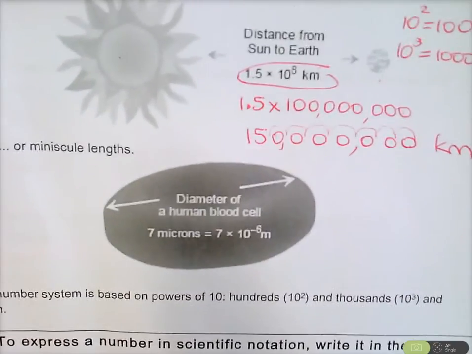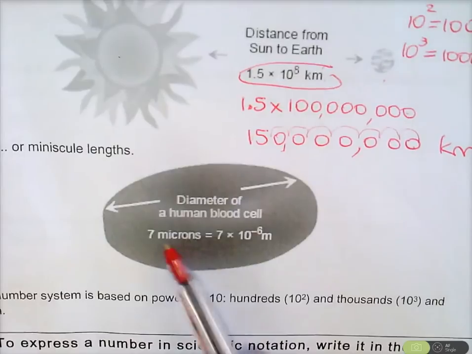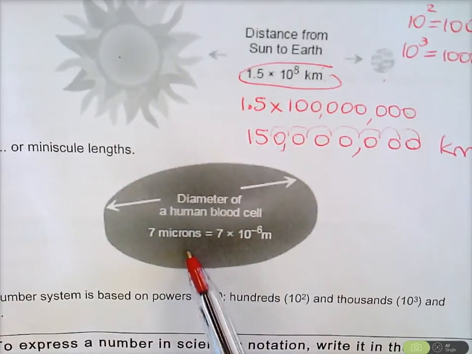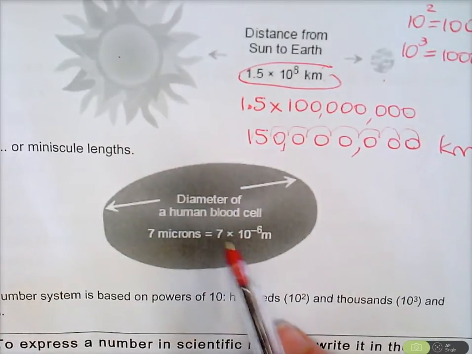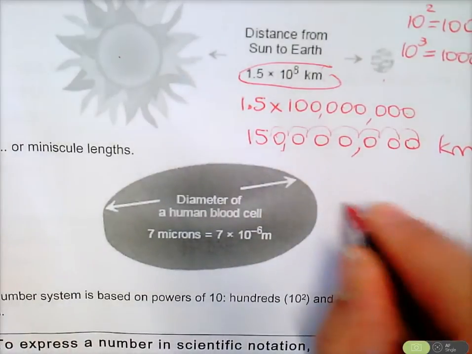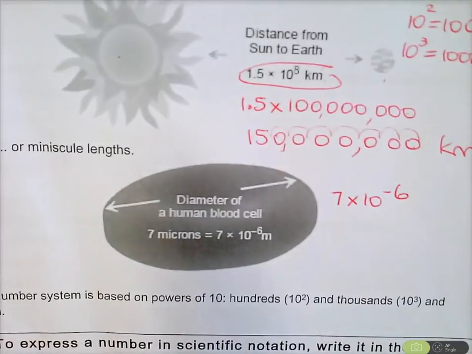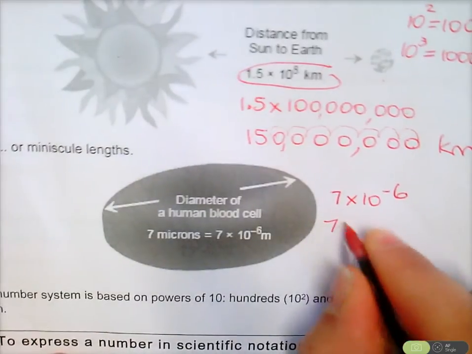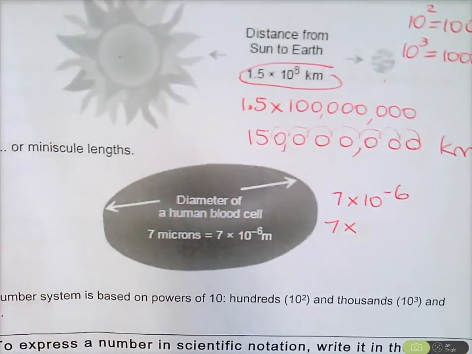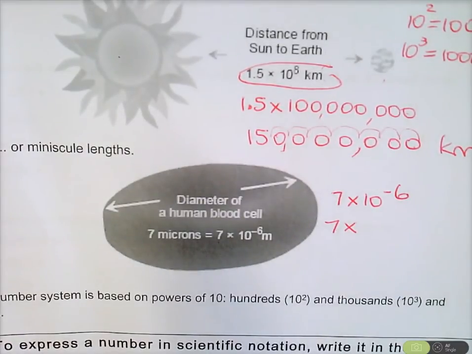Now, a human blood cell is what's called 7 microns. We're going to go through what all these units are. Or 7 times 10 to the power of negative 6. Now, what is 7 times 10 to the power of negative 6? It's just an introduction. You know, with indices, what's 10 to the power of negative 1? What does the power of negative 1 mean? 1 over, wasn't it? A negative power was 1 over.